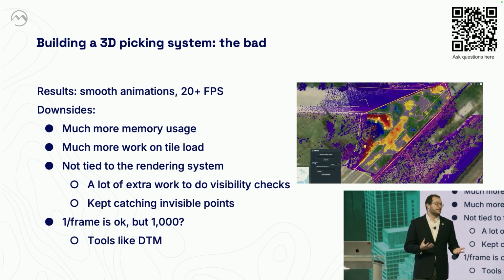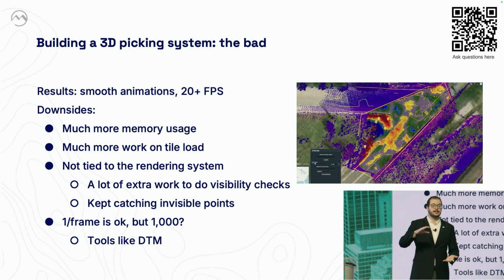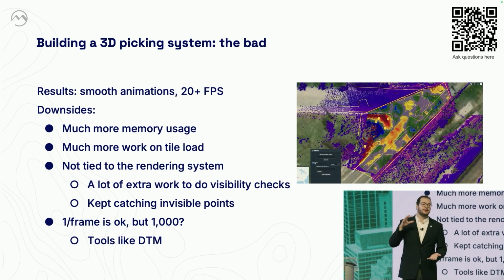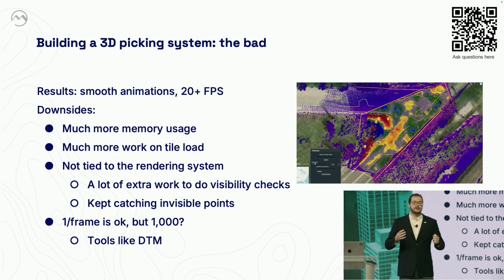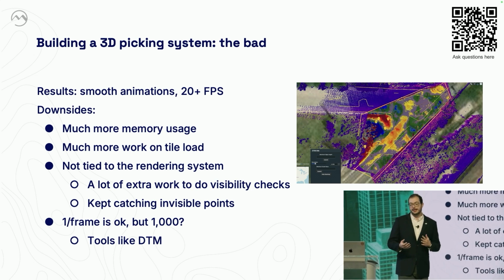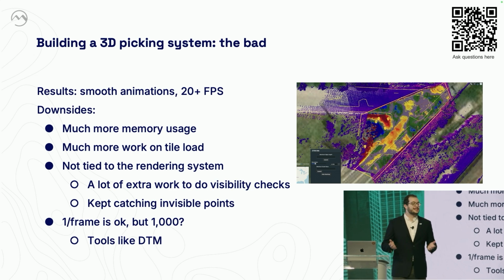And finally, one pick per frame was fine. It was running about 20 FPS. But we have a lot of tools like this digital terrain modeling tool, which basically measures the difference between the point cloud and your topographic map, which had to do thousands or millions of different picks. And that was just still way too slow.